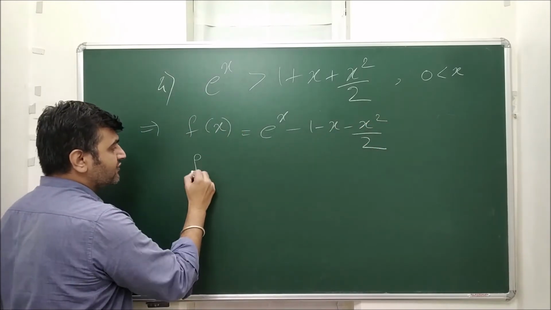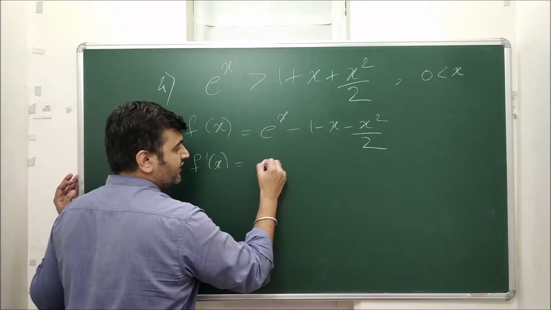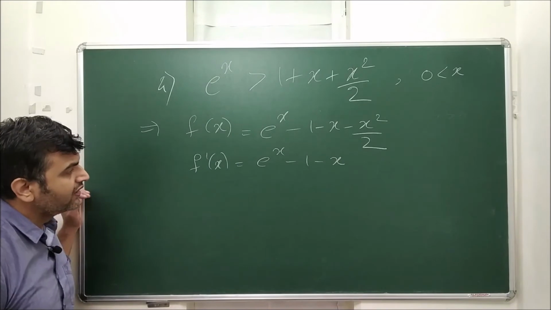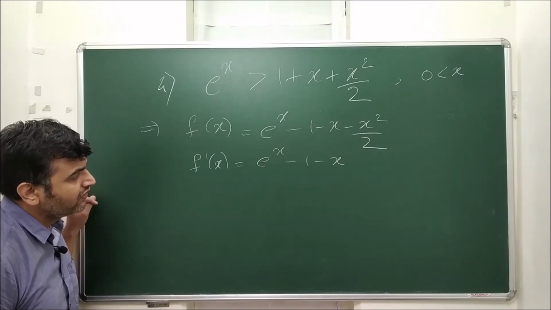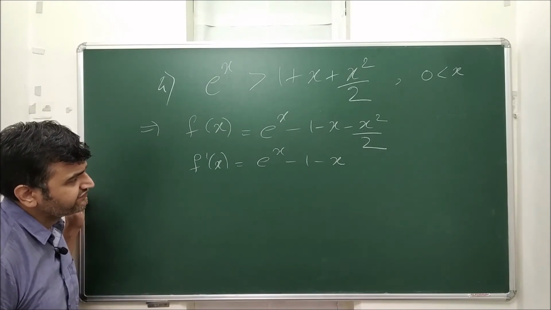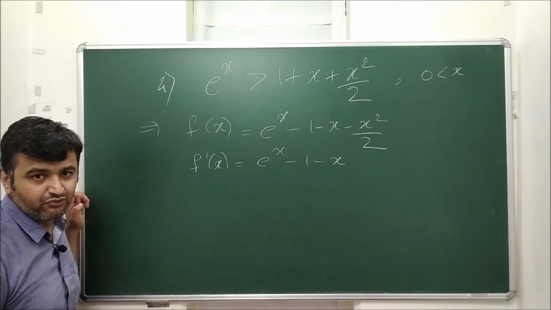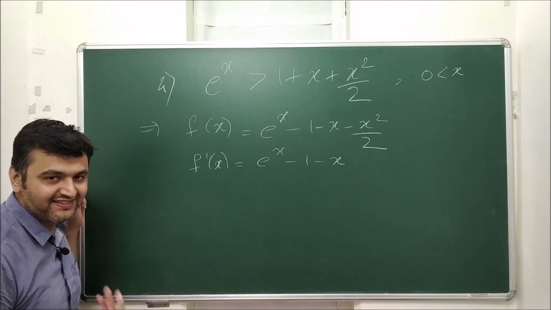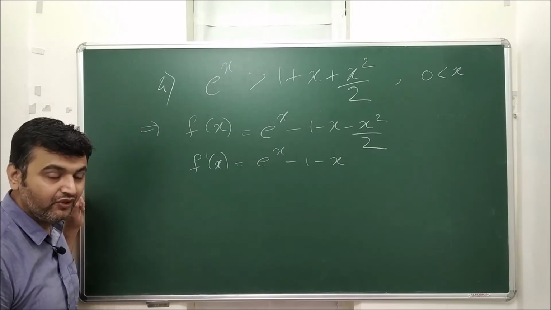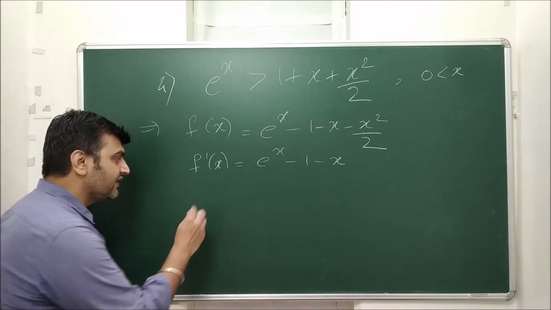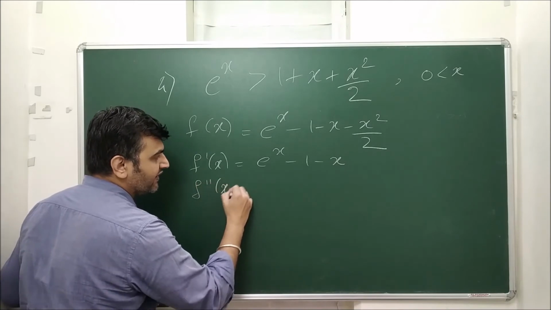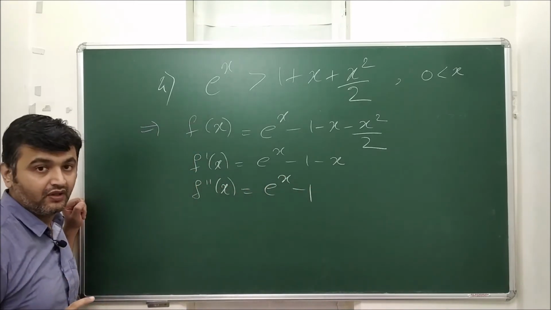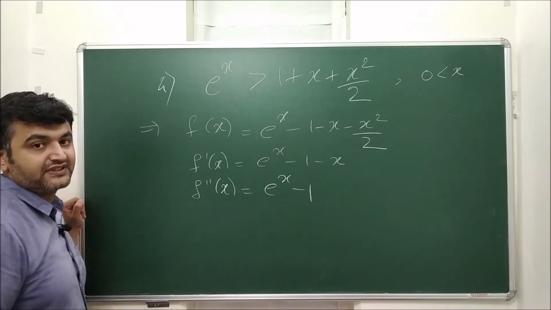Okay, now you find f dash of x. What is this? e raised to x minus 1 minus x. Now do you know whether it is positive or negative? I don't know whether it is positive or negative. Actually I know, but usually students don't know whether this is positive or negative. In that case, what you should do, you take the derivative again. So f double dash of x is what? e raised to x minus 1. Okay, now you can say whether this is positive or negative.